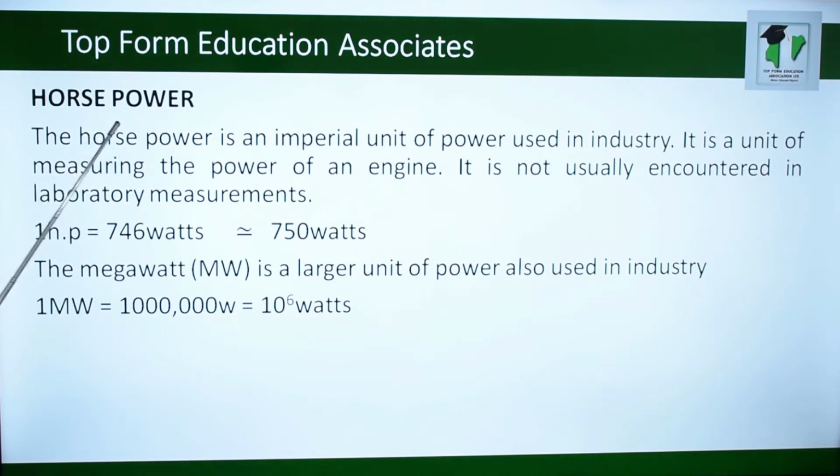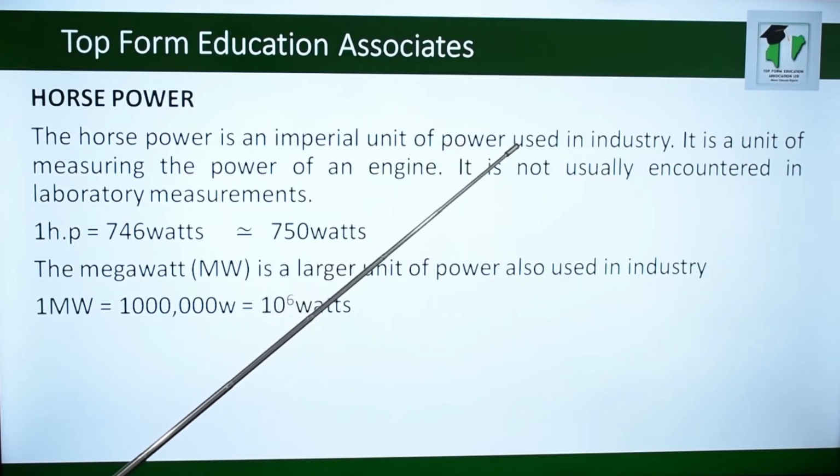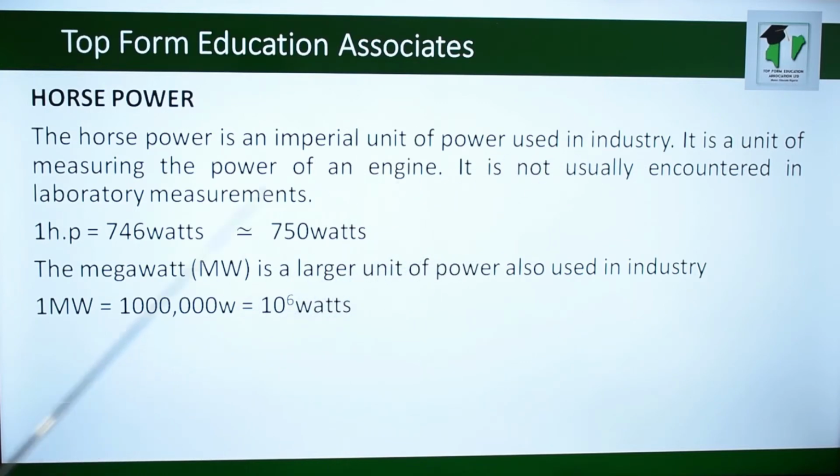The first one we have there is horsepower. The horsepower is an imperial unit of power used in industries. It is a unit for measuring the power of an engine. It is not usually encountered in laboratory measurements. So we have it that the unit of power will have watts, and will still have horsepower. So we're looking at this horsepower today.